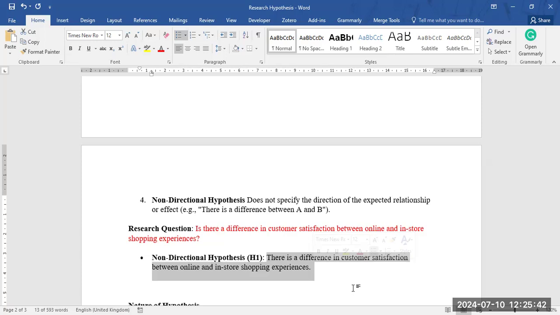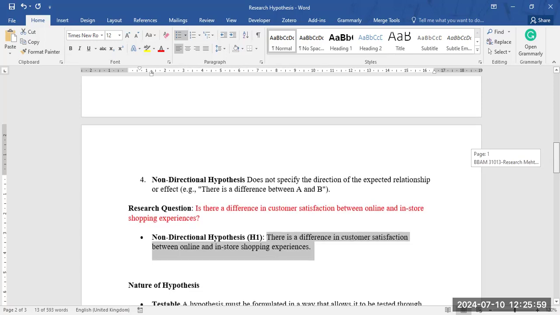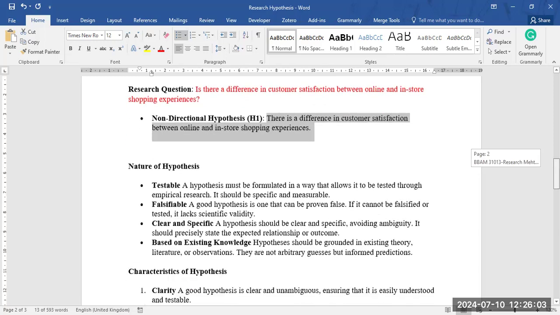So then they can collect the data about satisfaction of online shopping experience and satisfaction of in-store shopping experience, and they can compare the results. Finally, they can find the relationship. That's why it is not a directional one. And now you can understand these are the hypotheses. Now you see the nature of the hypothesis.